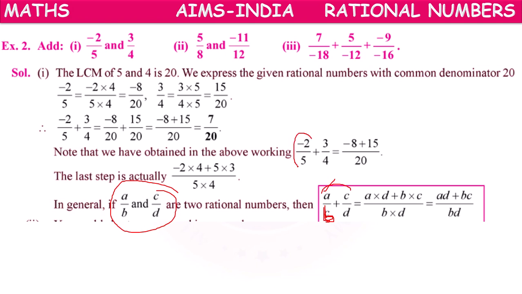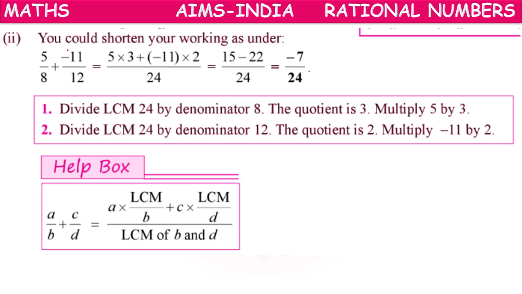Here minus 2 by 5 is there. So what will we write here? We can write the common denominator 5 into 4. In the numerator, minus 2 into 4 plus 3 into 5. In the crisscross method, we write the product in the numerator, and the product of the denominators in the denominator. So minus 2 times 4 is minus 8, 5 times 3 is 15, by 20. Like this also we can do.